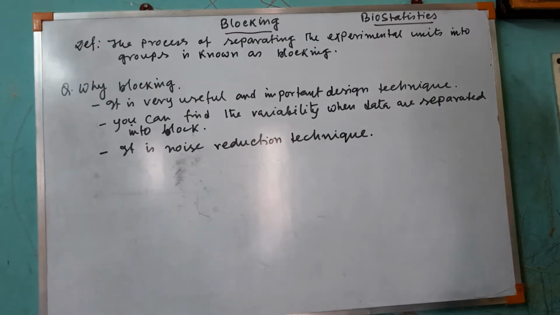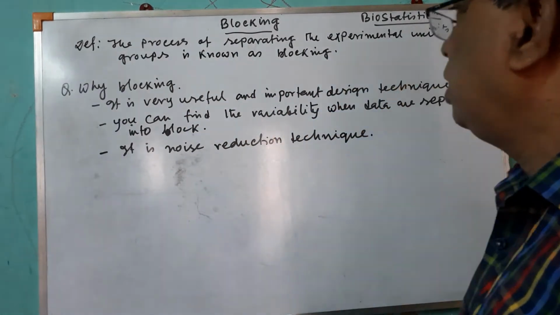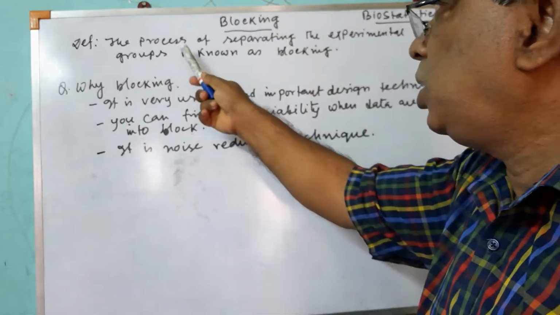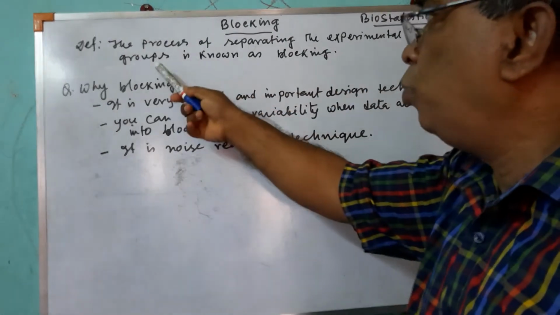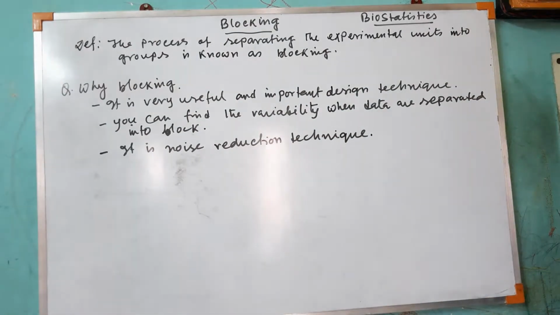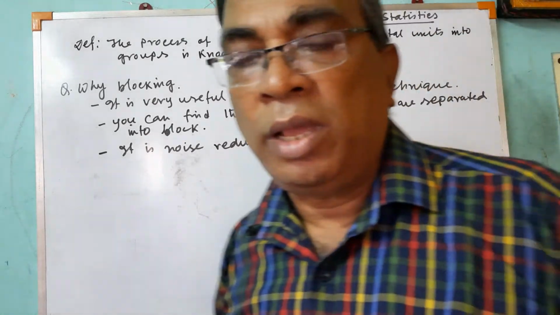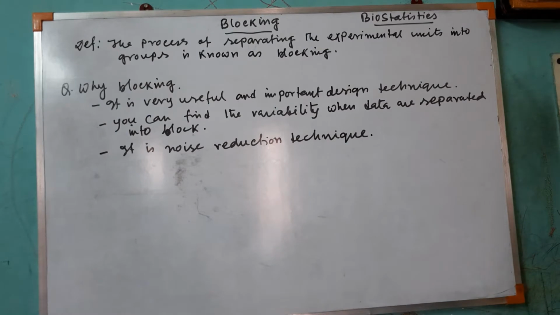What is blocking? The process of separating the experimental units into groups is known as blocking. That is the process of separating the treatment combinations.